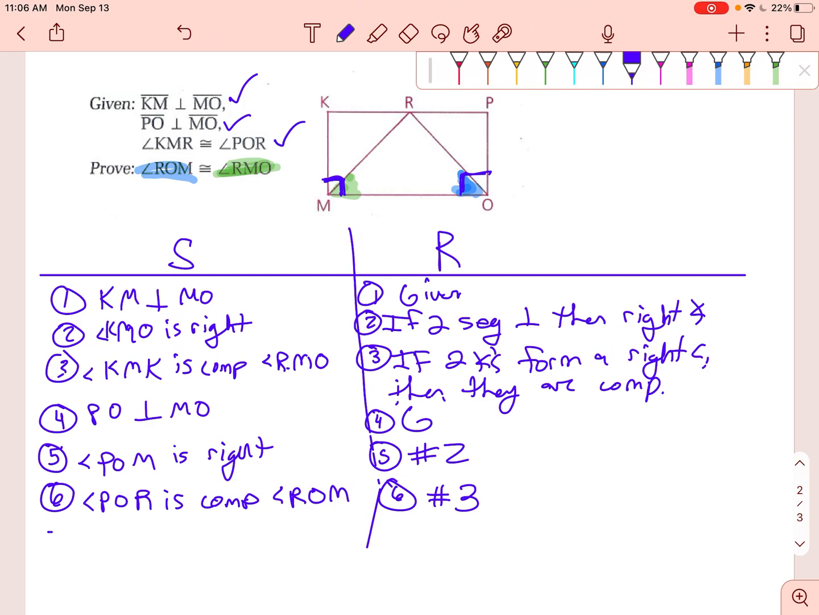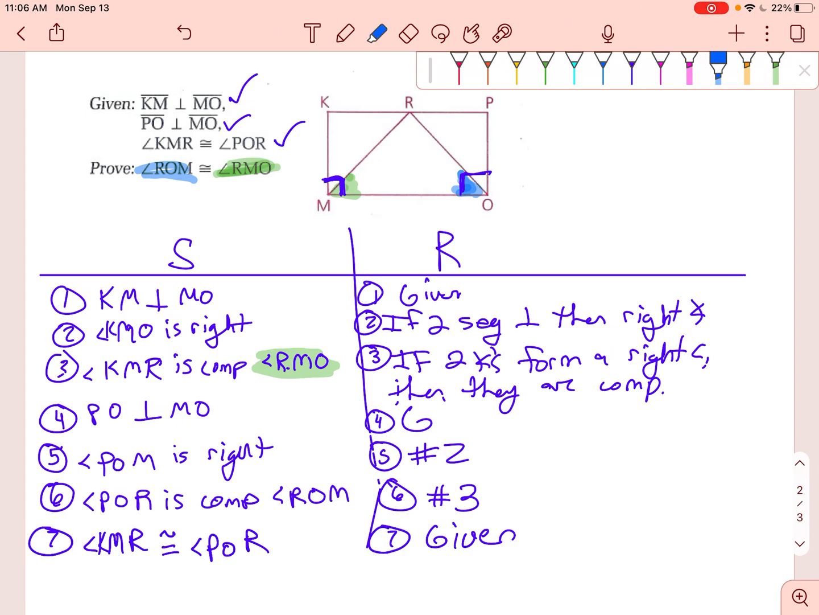And then I have my last given information that I'm going to write down. Angle KMR is congruent to angle POR. And that is given. I like to highlight all these angles. So I already started: RMO is green. RMO is my green angle right here.